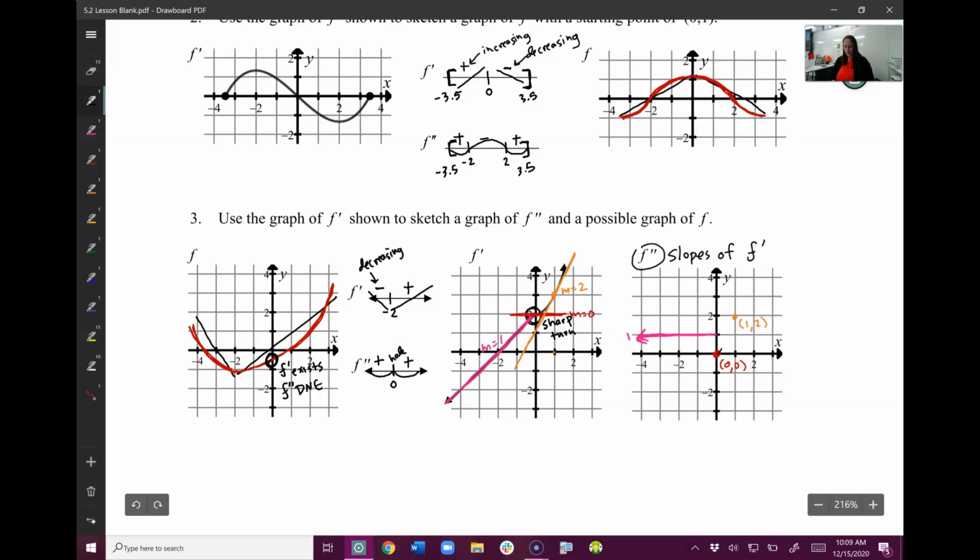And I can start to connect these to get the slope, or the graph of the second derivative. And I know that I've got holes right here because the second derivative doesn't exist.